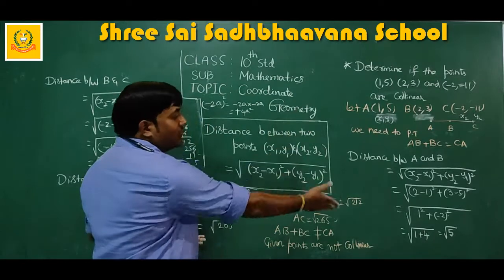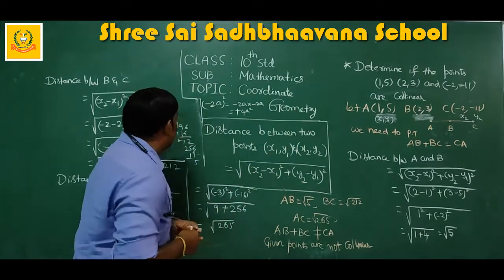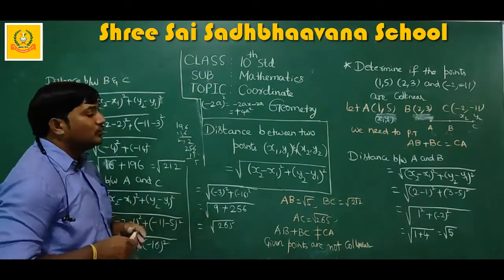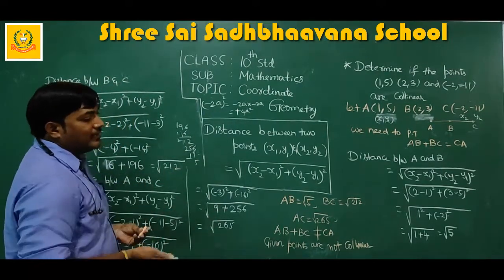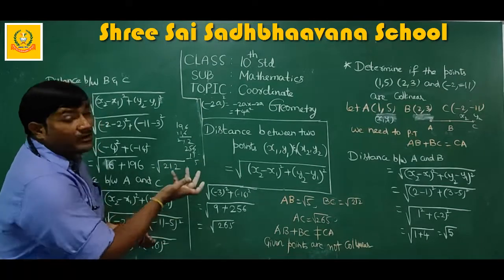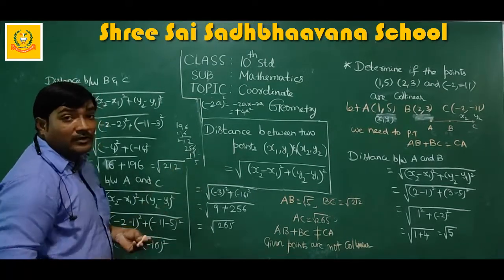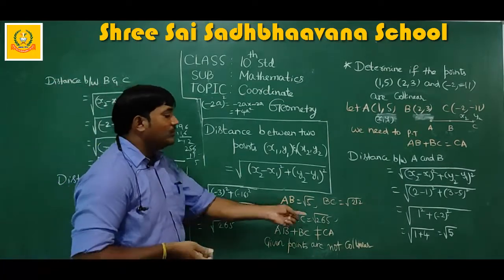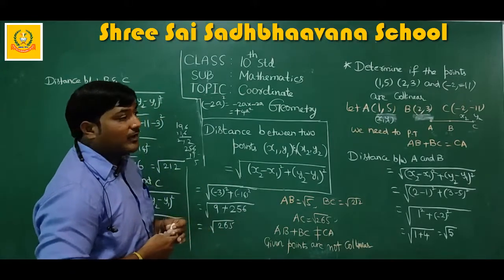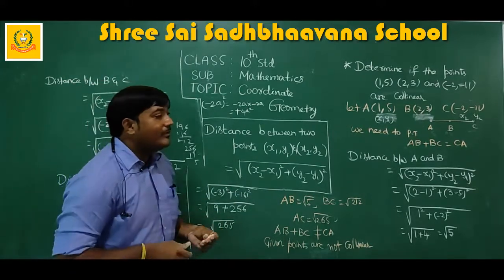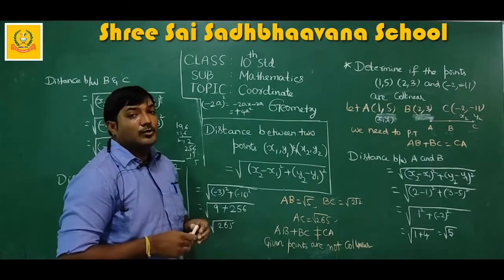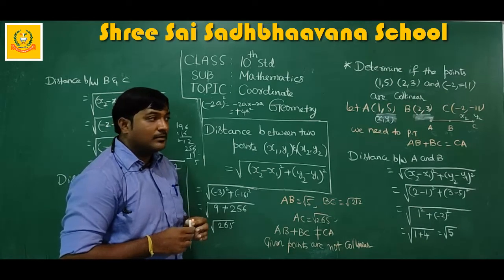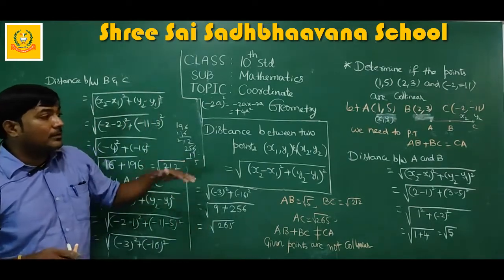For that, we found the distance between AB, we got root 5, and the distance between BC, we got root 212, and the distance between AC, we got root 265. So we added AB and BC, and we cannot even add them because they are irrational numbers. So we cannot add root 212 and root 5, and obviously that is not equal to root 265. So we can conclude that all these three given points are not collinear. Okay, I hope you understood the things properly.